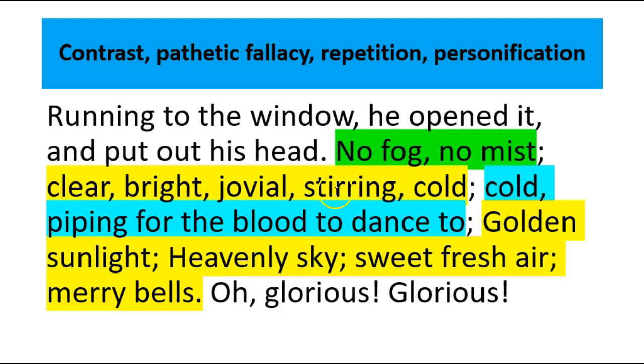Now the cold, which we thought was negative, is now not. Now the cold is clear, bright, jovial and stirring. That's another contrast. It contrasts with our expectations. It's also a subtle personification. Hopefully you've spotted which one of those words personifies the cold. It's this one, jovial, happy. It's in a happy mood like a person would be.